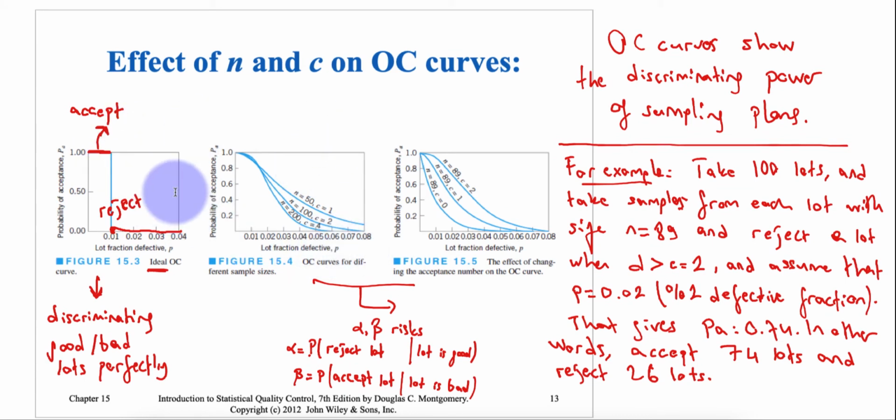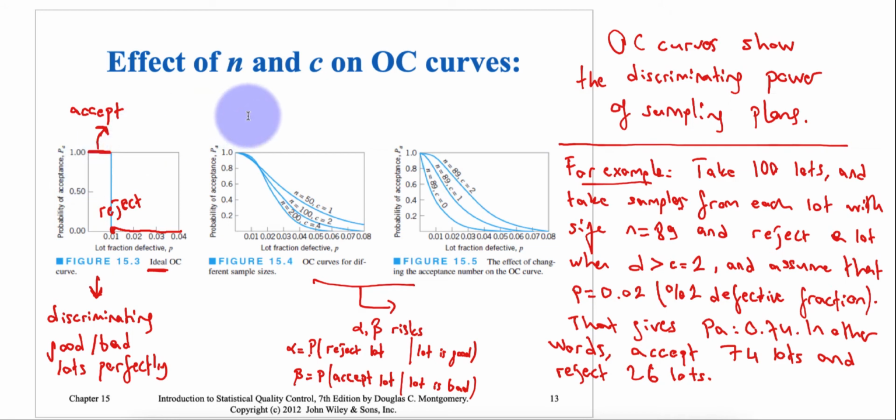In the first plot, we are seeing the ideal OC curve. Ideal OC curve means the discriminating power of the OC curve is perfect. We can discriminate the good lots and bad lots perfectly. Why? Because up to that point, let's say this lot fraction defective is our target level, our wanted level in our lots. Up to that point, we will accept all lots, and after that fraction defective, we will reject all lots. There is no probability here. So it is the ideal OC curve.